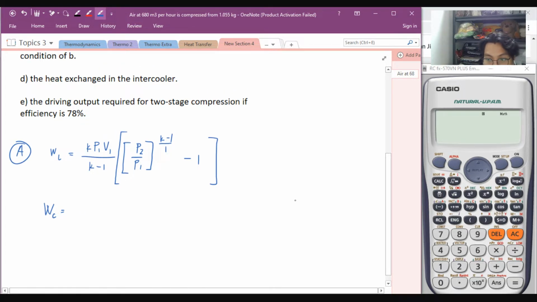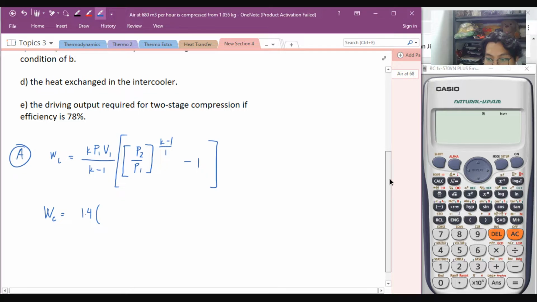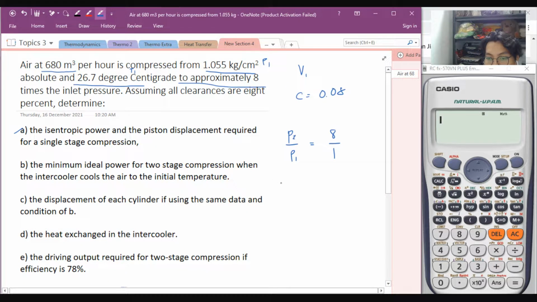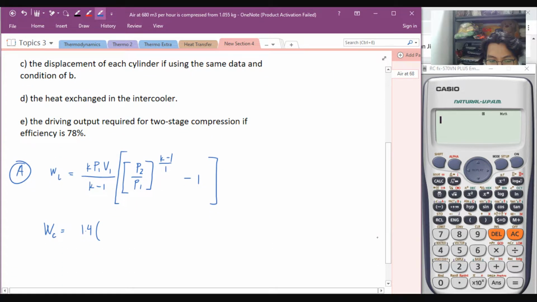Yung K mo, if that is air standard, that is 1.4. Multiply to P1. Yung P1 mo dyan is, i-convert mo na ito. 1.055 kilogram per cm squared. Ang kailangan nating unit is in kPa, kilonewton per meter squared. So, 101.325 kilonewton per meter squared. Divide natin, ano ba yung kanyang conversion unit? So, 1.033 kilogram per cm squared.